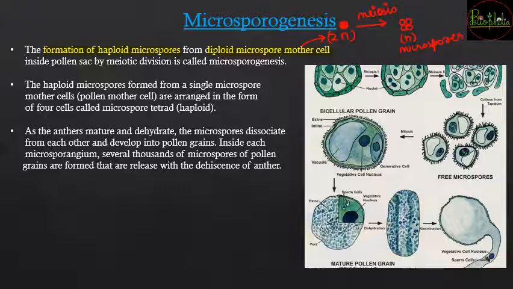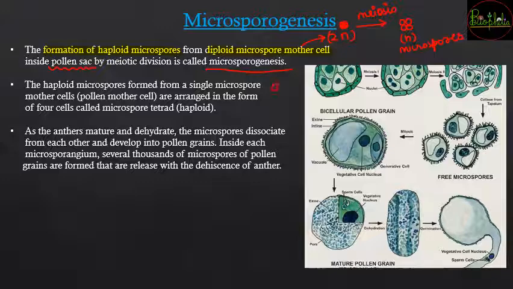Now microspores production is nothing but microsporogenesis. अब this process कहाँ होती है? This process is going to occur inside the pollen sac. And this complete process of formation of haploid microspores from the diploid microspore mother cell is going to be called as microsporogenesis.